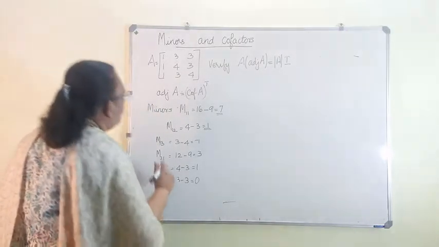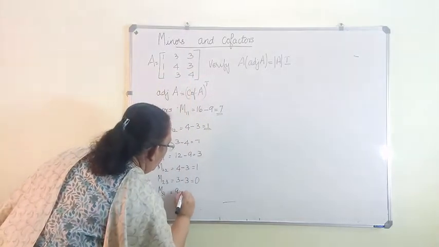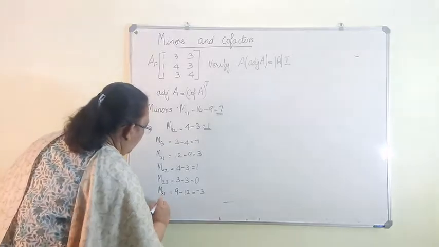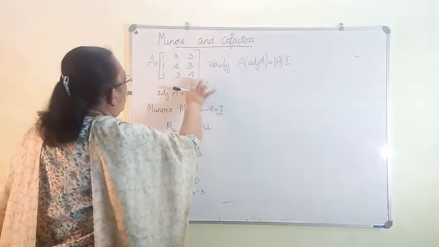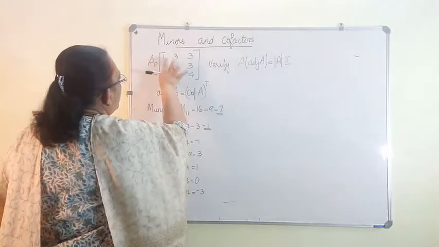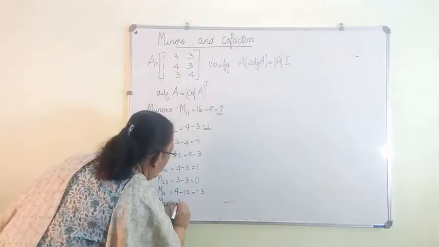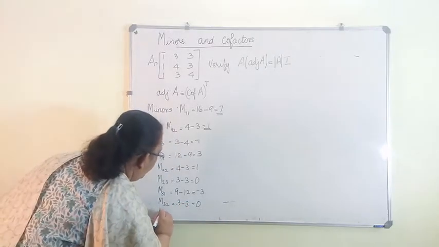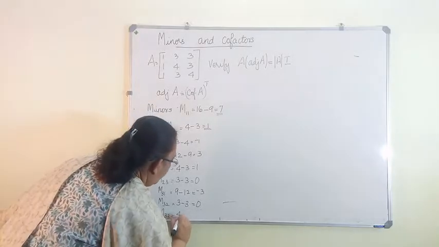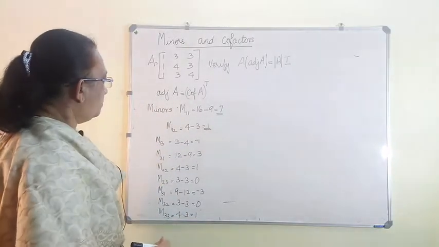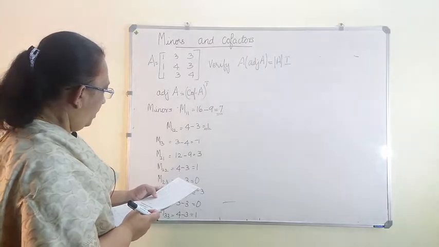M31. That is eliminating third row, first column. 9 minus 12. Minus 3. M32. I will write here itself. M32. That is third row, second column. It will be 4, third row. That is 3 minus 3. And M33 is equal to third row, third column. It is 4 minus 3, which is equal to 1. Let me check the values. 7, 1, minus 1, 3, 1, 0, minus 3, 0, 1.